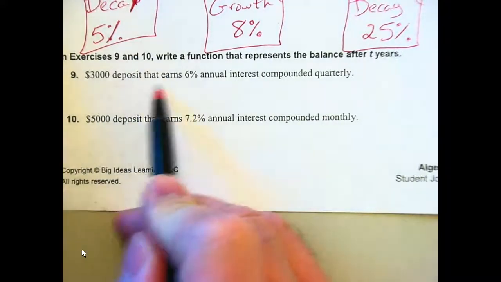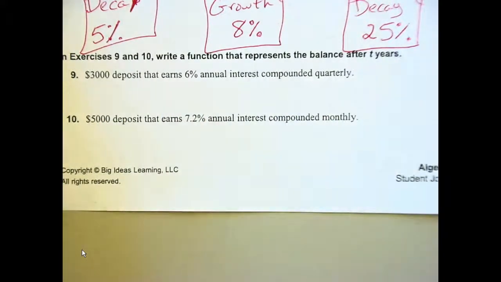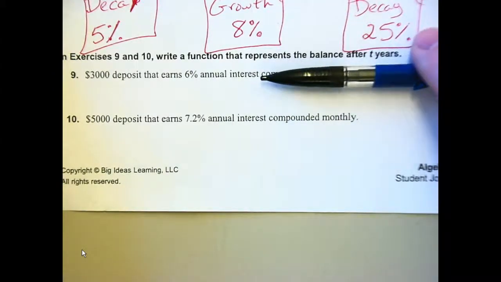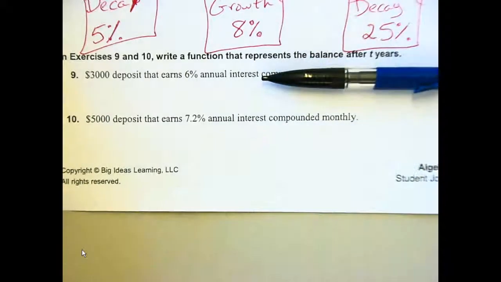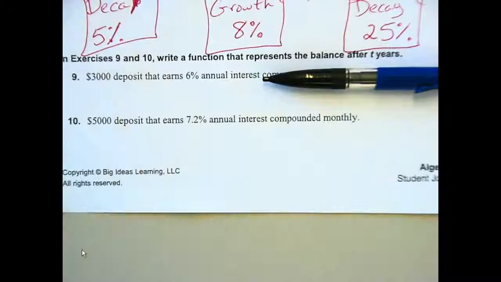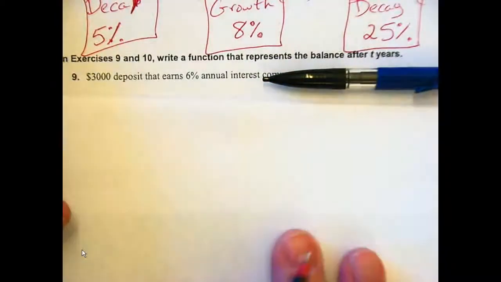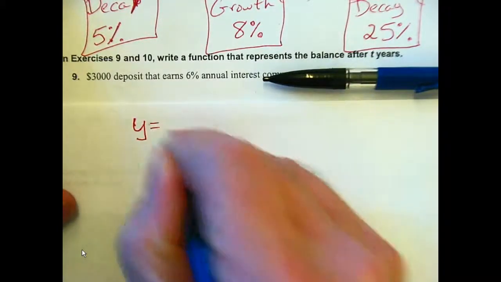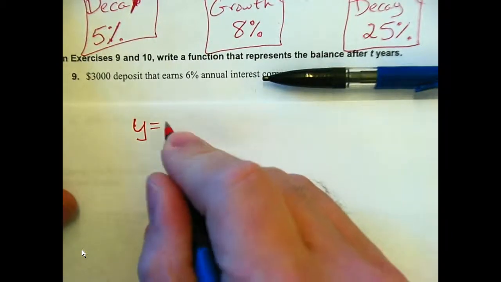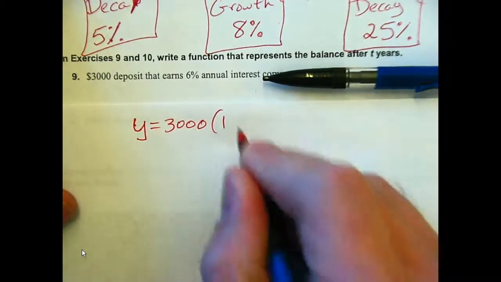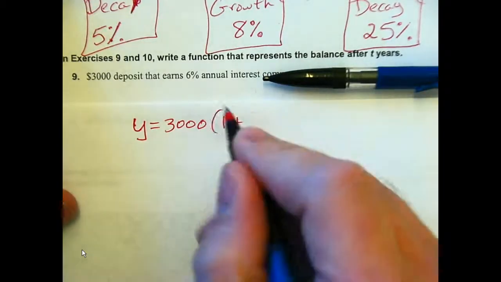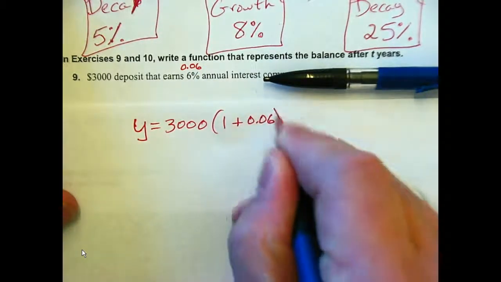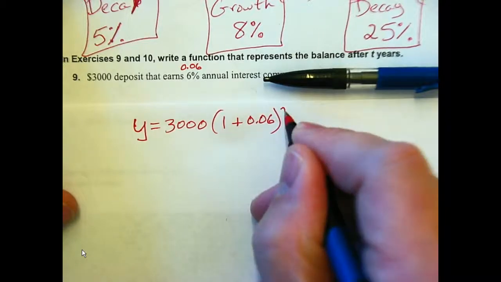They say $3,000 deposit earns 6%. If I were to cover up this last part right here, that part that says compounded quarterly, if I just cover that up and say, okay, $3,000 deposit earns 6% annual interest. Well, if we're writing that out, that's just our value. So y equals, what's our initial amount? 3,000 times 1 plus, what's 6% as a decimal? 0.06. All to the x power, or the t power, okay?